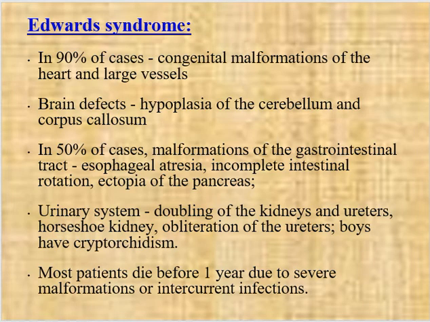Edwards syndrome. In 90% of cases, congenital malformations of the heart and large vessels, brain defects, hypoplasia of the cerebellum and corpus callosum. In 50% of cases, malformations of the gastrointestinal tract, esophageal atresia, incomplete intestinal rotation, ectopia of the pancreas. Urinary system, doubling of the kidneys and ureters, horseshoe kidney, obliteration of the ureters, and boys usually have cryptorchidism. Most patients die, unfortunately, before 1 year due to severe malformations and intercurrent infections.